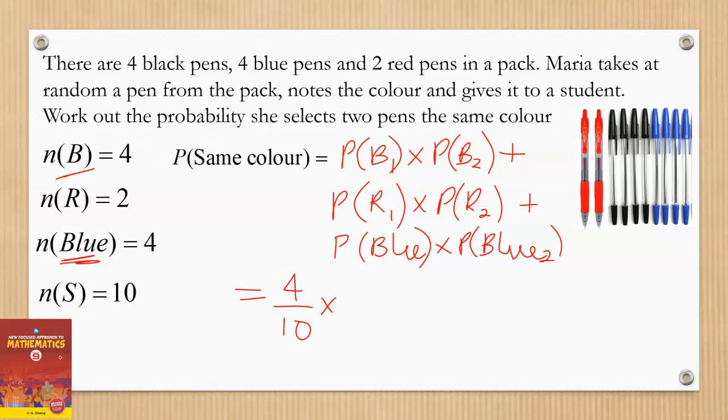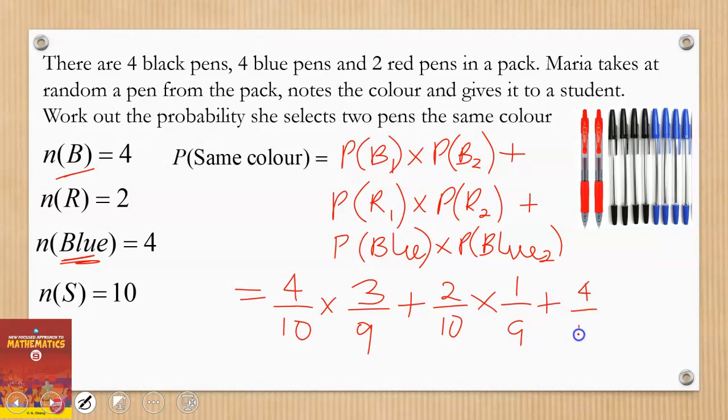The second is going to be also black, so 3/9. Or the first being red means 2/10, and the second will be 1/9. Or the first being blue, which is 4/10, times the second being 3/9. So these are the possible outcomes. So we can do simple calculation here to get our answer.